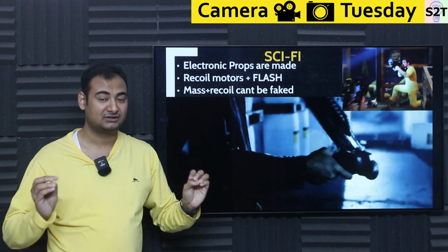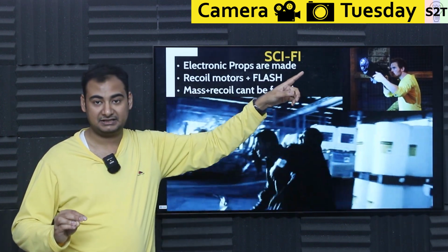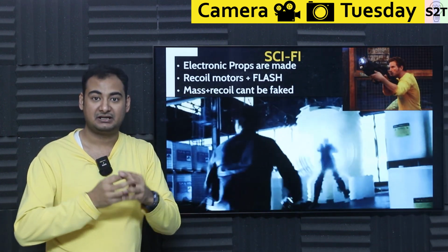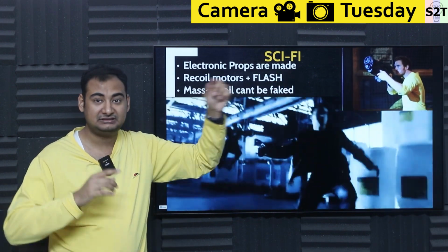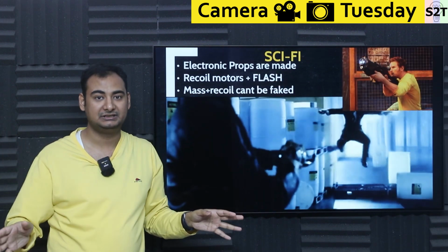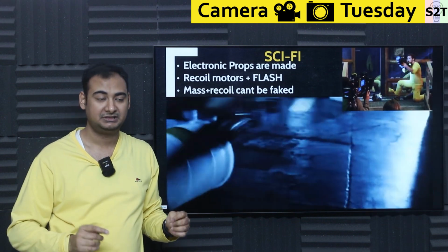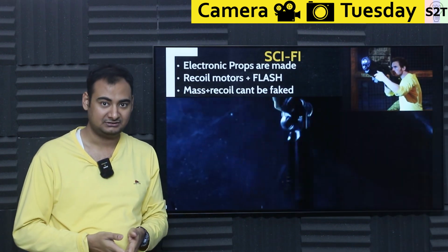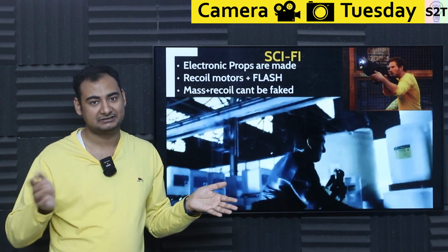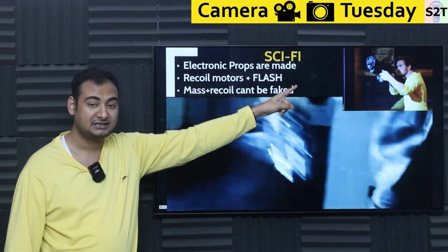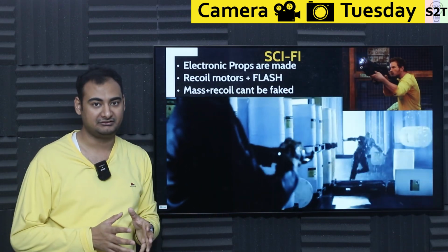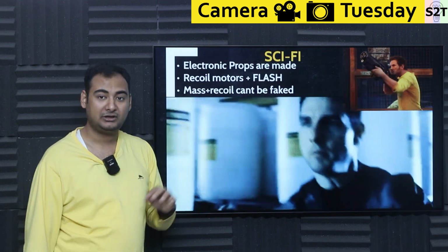Be mindful, lighting is one of those things that you cannot fake. If you have light there and it's emitting light, let's say it's a laser emitting red light, and the red light is actually there, the cast light would be truly there. So the VFX artist is just adding on to it. VFX artists love to add things on, not to create something from scratch. So having that sort of system makes a very big difference. And be mindful, mass and recoil cannot be faked.